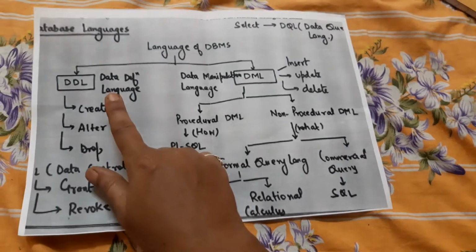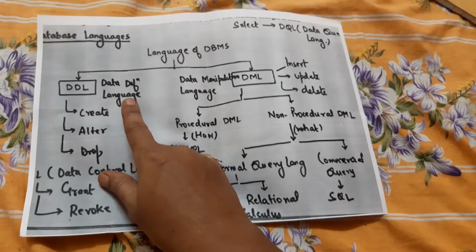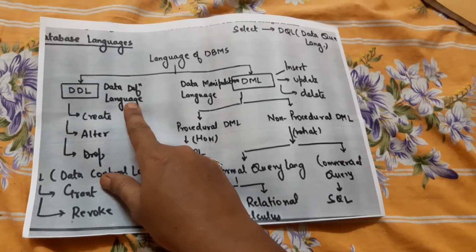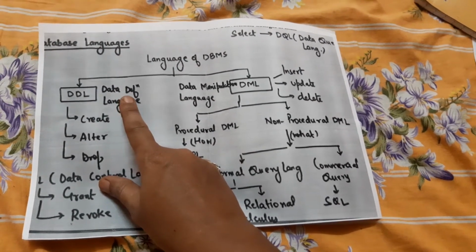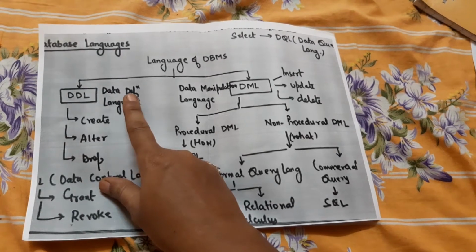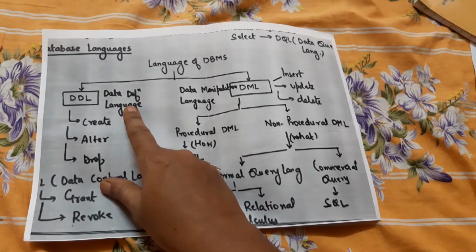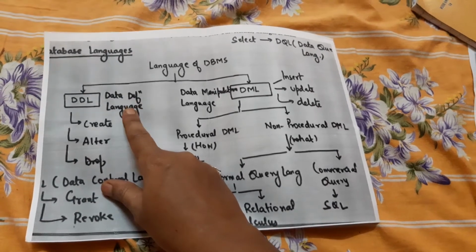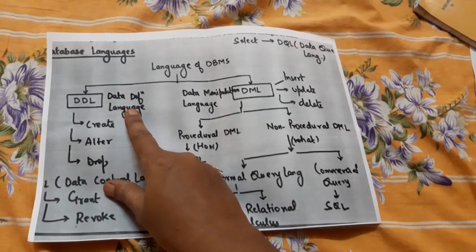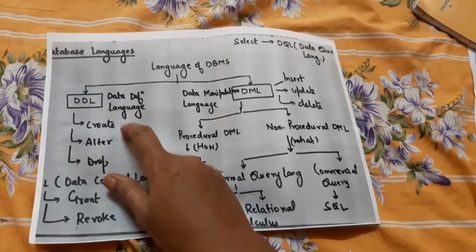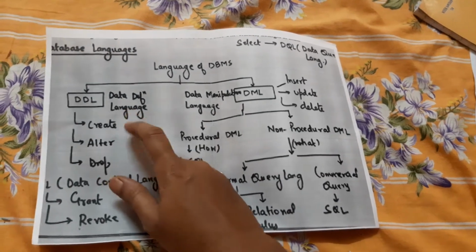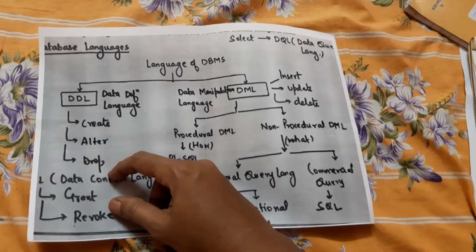The first one is DDL. It stands for data definition language. Here we can define data. So DDL has 3 commands: create, alter, and drop.